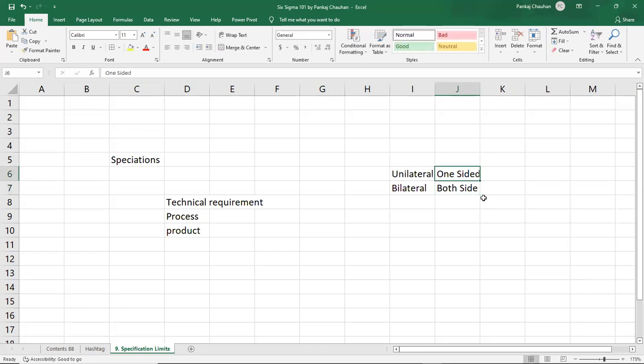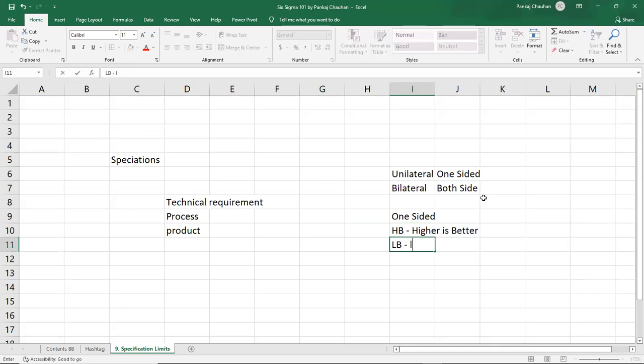When I say one-sided, the one-sided can further be classified into two categories. Either it's HB, which means higher is better, or it's LB, which is lower is better. So these are the two things. Higher is better.